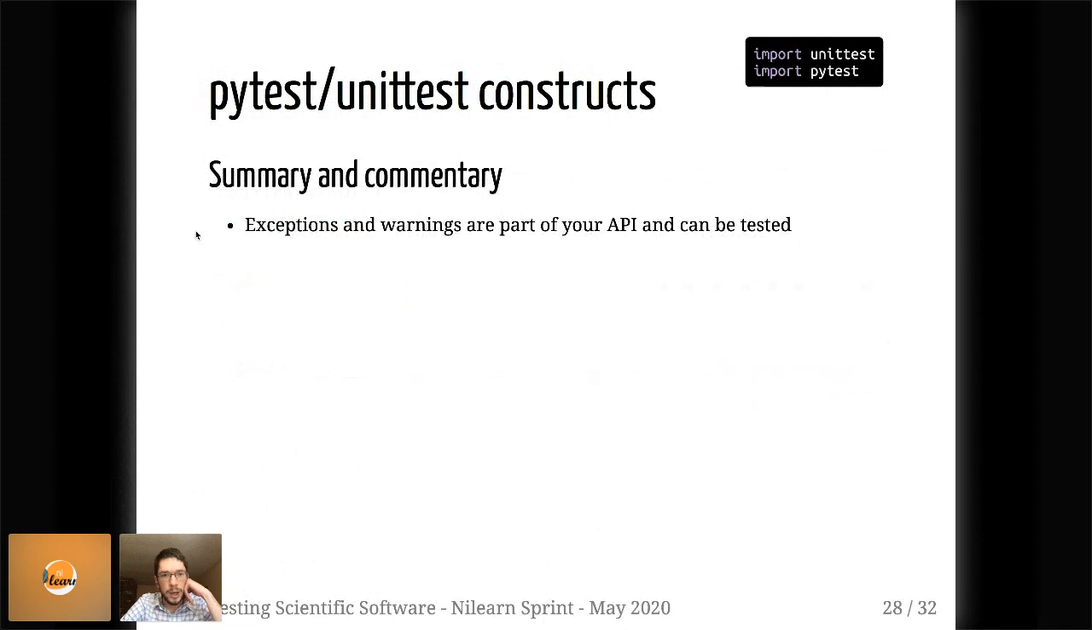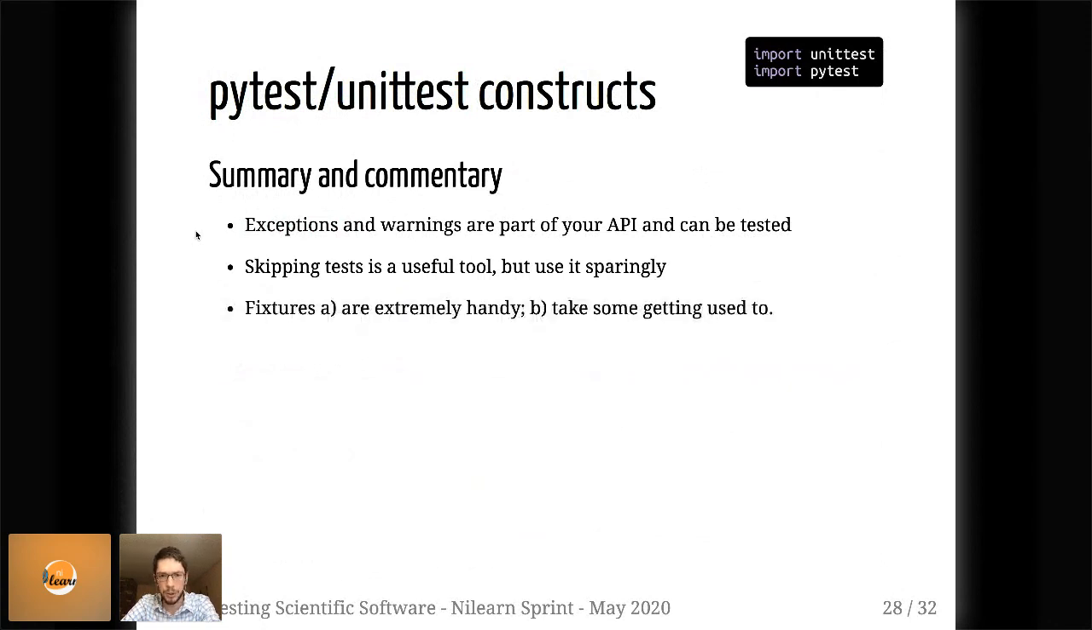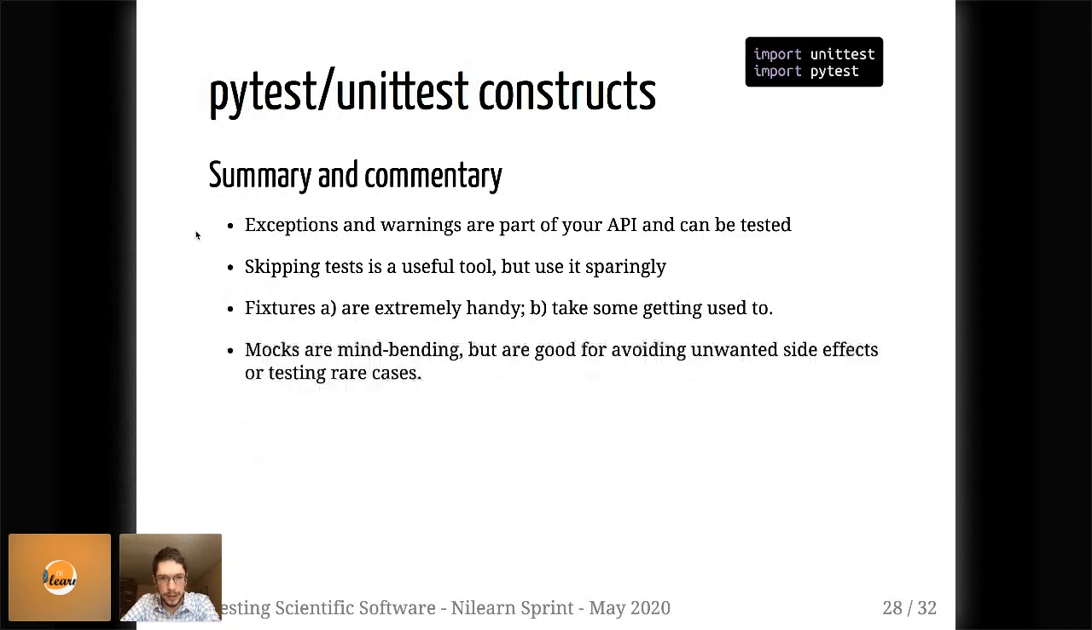So yeah, summary on all this. Exceptions and warnings are part of your API. You can test them with pytest.raises and warns. Skipping tests is useful. I would be wary of using it too much. It may mean that you're not coding to be as flexible as you need to be, but sometimes it's still useful. Fixtures are extremely handy, but also take getting used to. And yes, again, mocks are good for avoiding unwanted side effects or testing rare cases.